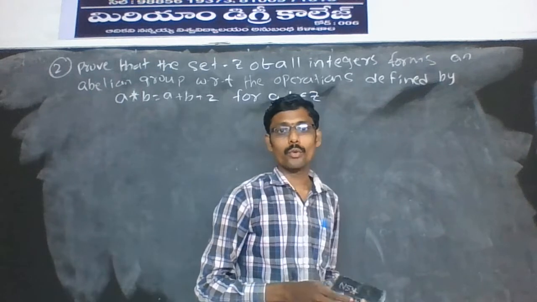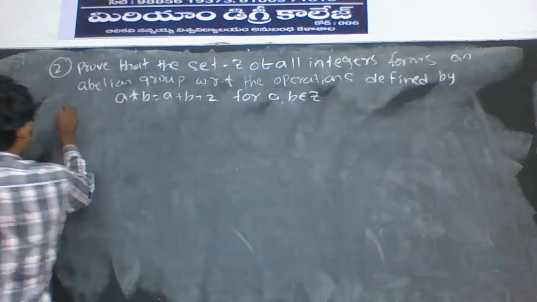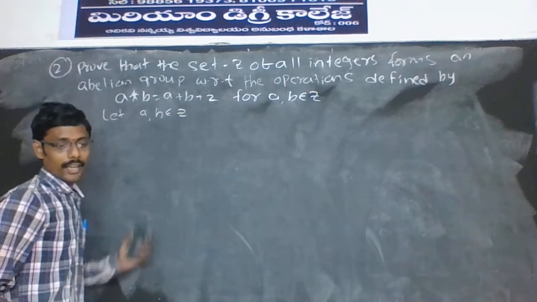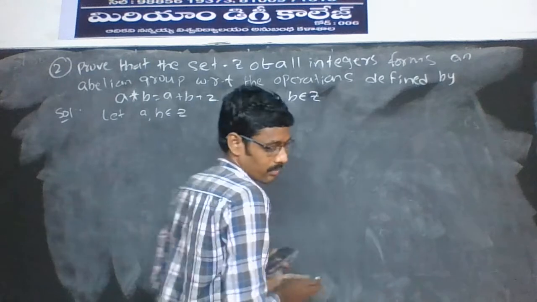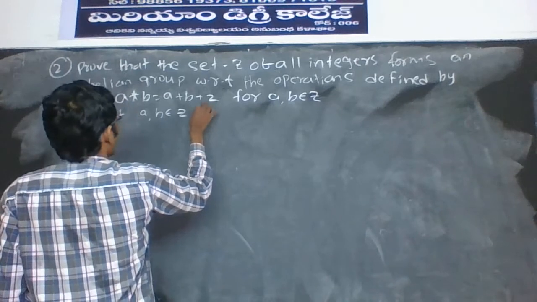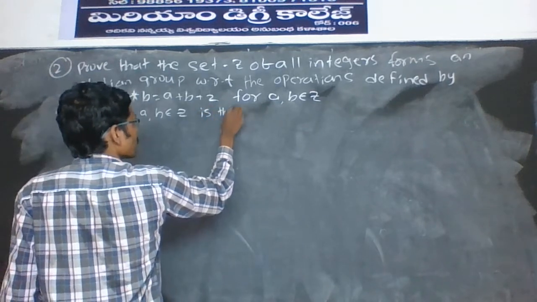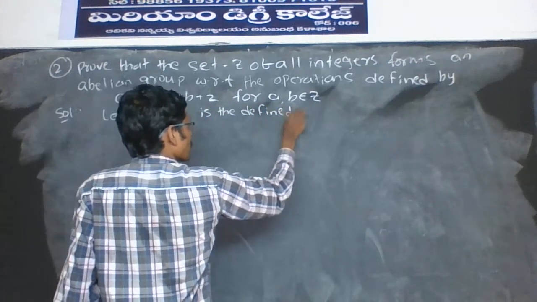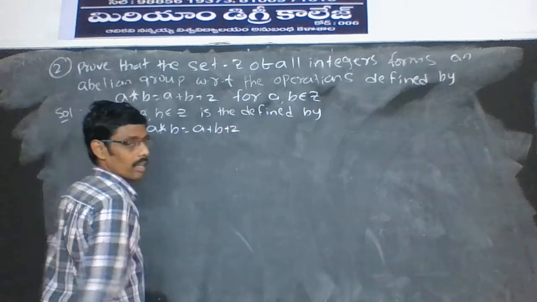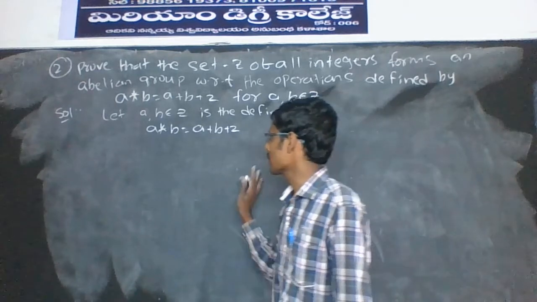This is the problem. Solution: Let a, b belong to Z. Star is the binary operation defined by a star b is equal to a plus b plus 2.